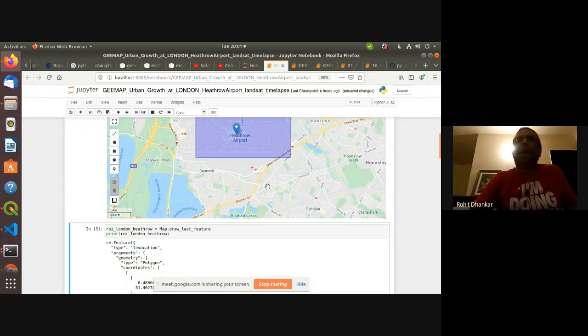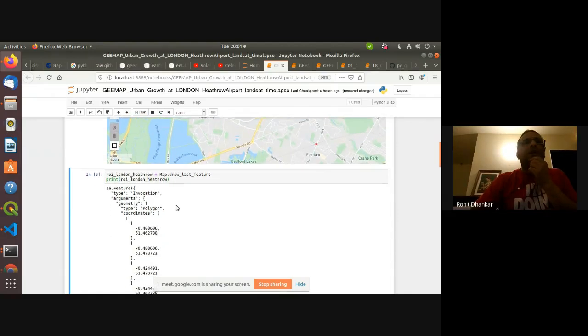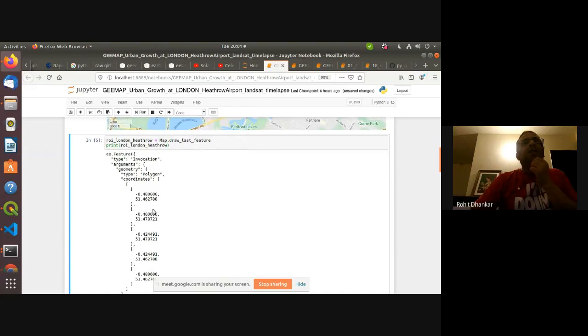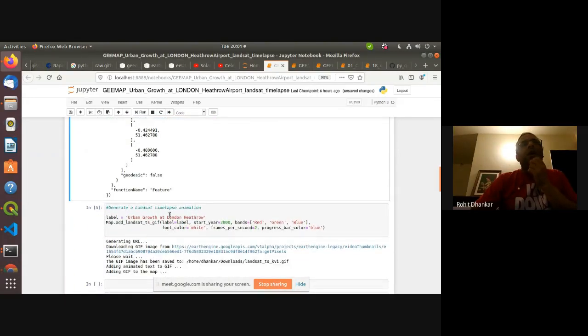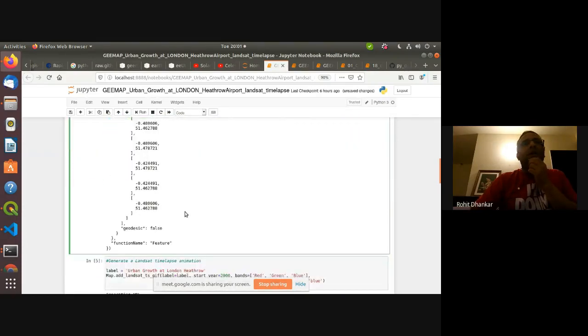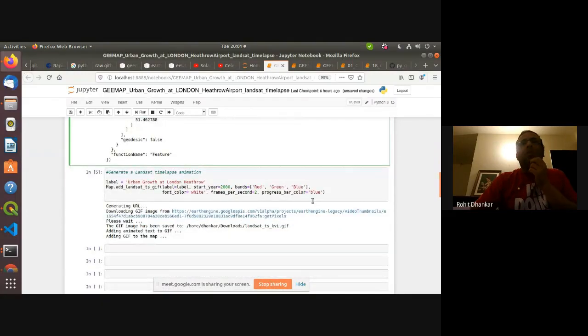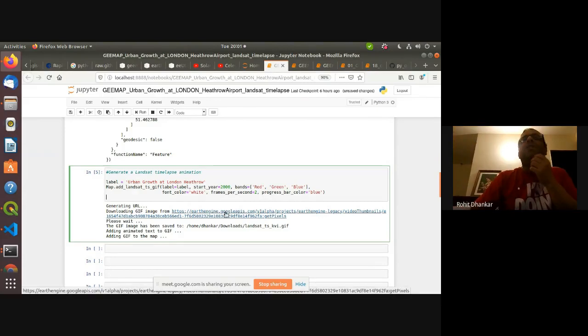Great. So he's gone ahead and mapped all of this into a JSON structure. He's given the coordinates for this and everything that is there. Now, because I coded it into ROI London Heathrow, this is what I do, and I just run this. So what will happen now is that a GIF will get created, and that GIF is getting created on the Earth Engine, on their API, on this URL.